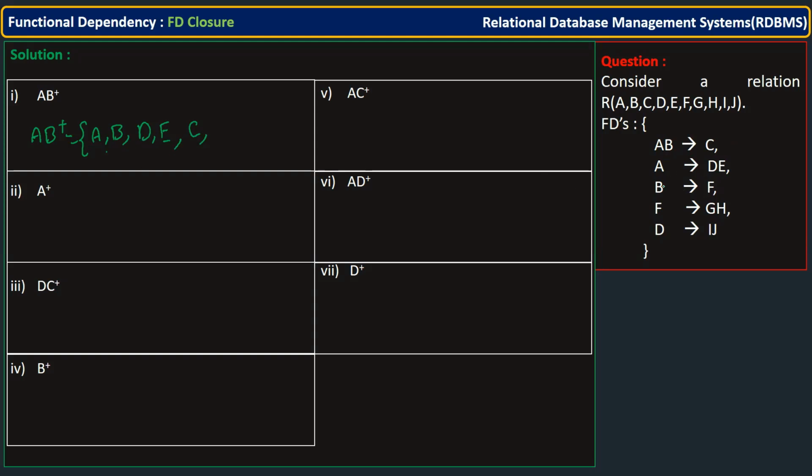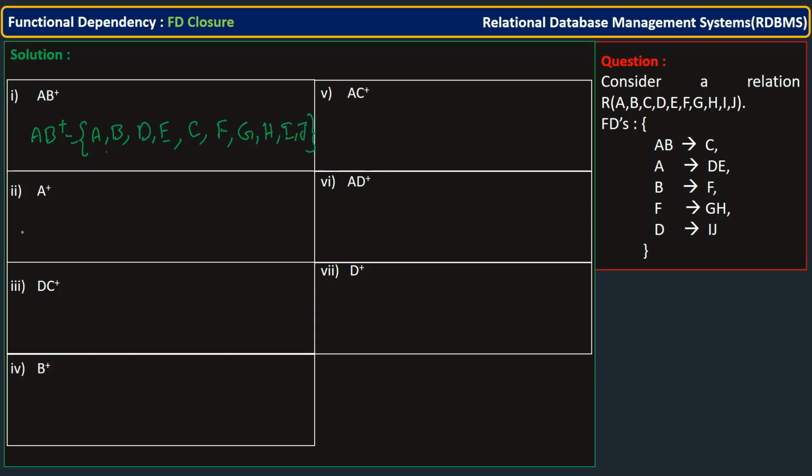Now, B is there already. So B deriving F, note down F in the set. And then if you come to the next FD, F is there in the set, which means F deriving GH. And here D is also there in the set, so D deriving I comma J. So this is the closure of AB. In this way, we can derive all the attributes that AB is deriving directly or indirectly.